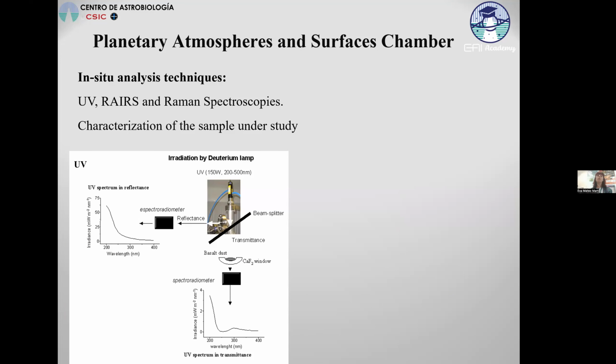As I was saying before, it's important to implement different in-situ techniques in order to gain the full potential of the instrumentation. In our case, the in-situ analysis techniques are ultraviolet spectroscopy, reflection absorption infrared spectroscopy, and Raman spectroscopy. Here we can see the setup of the ultraviolet spectroscopy. We can measure the samples in transmittance, as in this setup, or in reflectance. The spectra of the lamp, in this case a deuterium lamp, cover 200 to 500 nanometers.